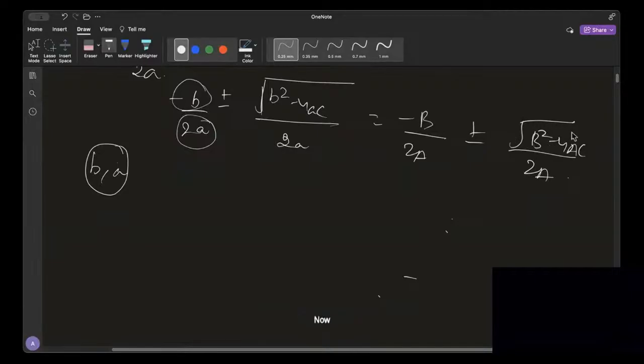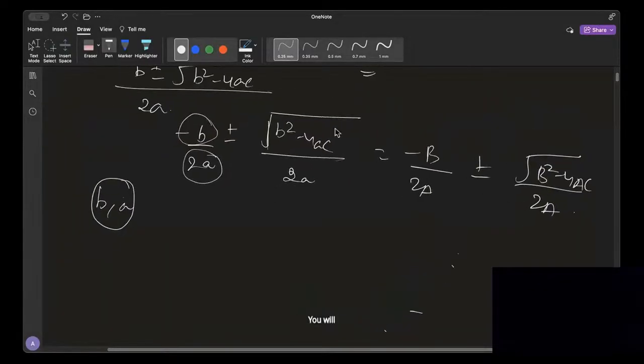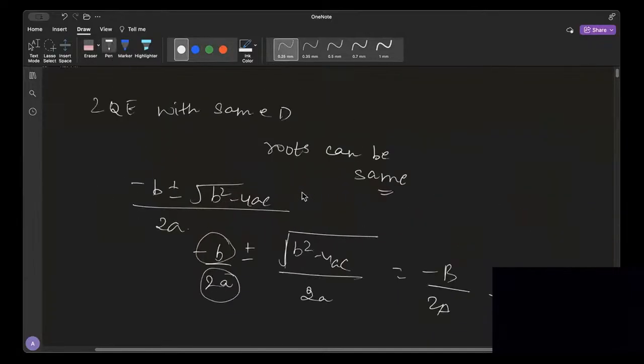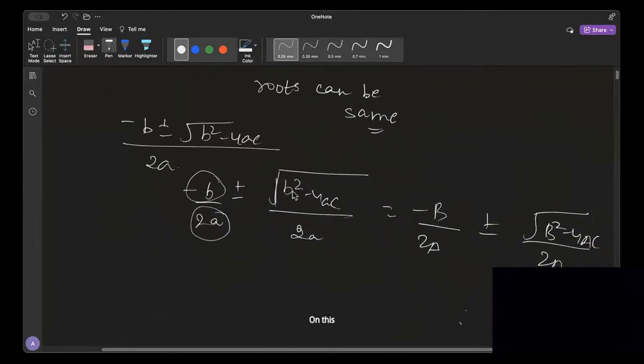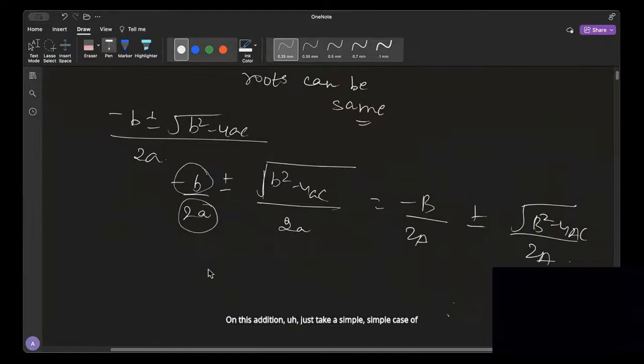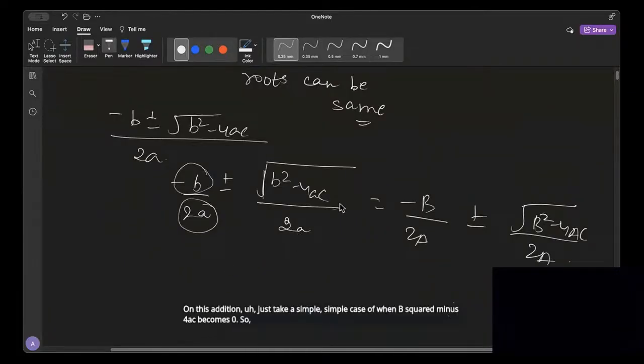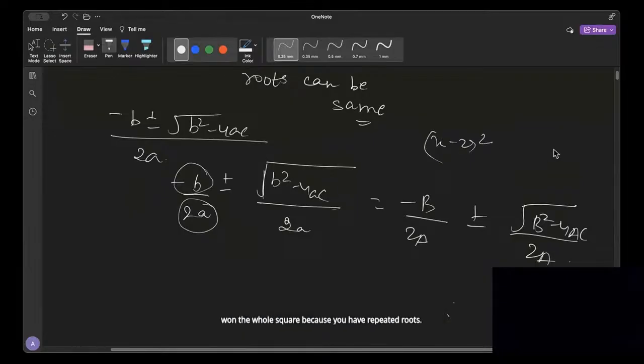Now, this says if your discriminant is same, let's divide both sides by this discriminant. You will have minus b. Okay, you'll be left with discriminant anyway. I have a suggestion. Just take a simple case of when b square minus 4ac becomes 0. So say you take x minus 2 the whole square and x minus 1 the whole square, because you have repeated roots. The discriminant is going to be 0. That means the discriminants are equal, but the roots need not be equal.